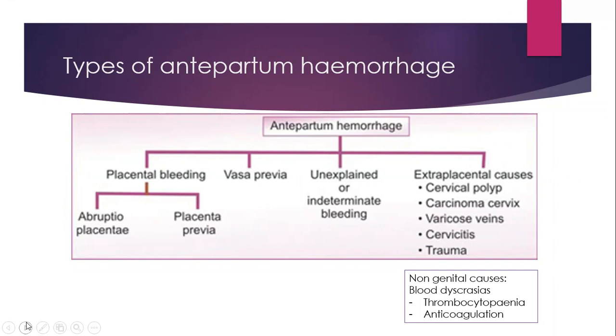And then your genital causes, extraplacental, will be your local causes, so usually from the cervix, when the patient is known to have CA cervix, whether there's cervicitis, whether they have cervical polyps, if there's local trauma to the area, or if there's varicose veins in the area. Your placental causes will be your abruptio versus your placenta previa. And then we also have the small group of vasa previa, which is not very common, but it can be catastrophic for the babies.